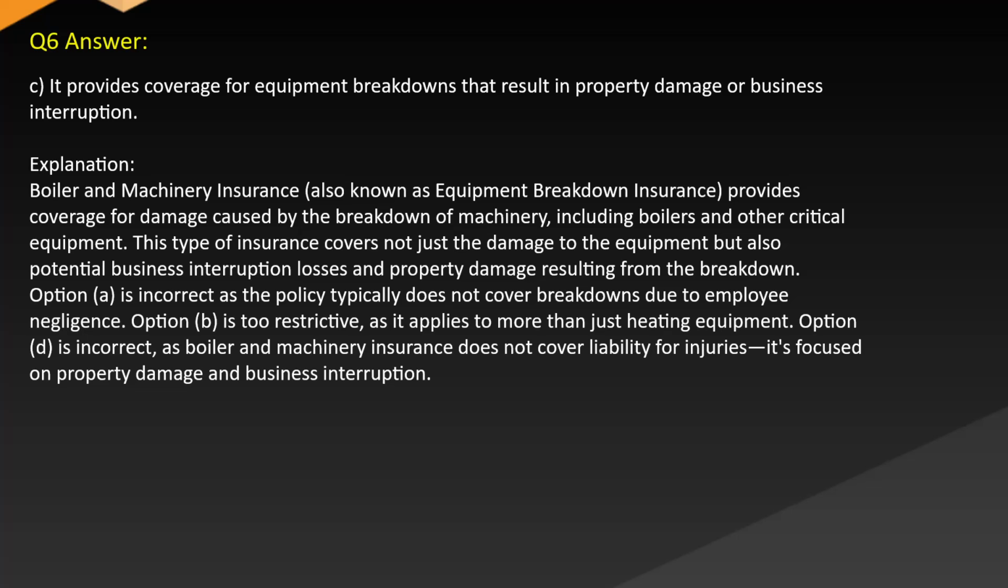Option A is incorrect as the policy typically does not cover breakdowns due to employee negligence. Option B is too restrictive as it applies to more than just heating equipment. Option D is incorrect as boiler and machinery insurance does not cover liability for injuries. It is focused on property damage and business interruption.